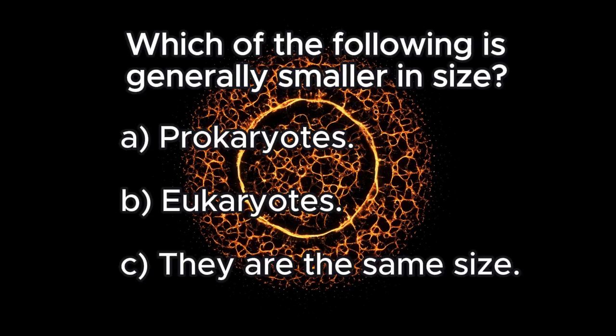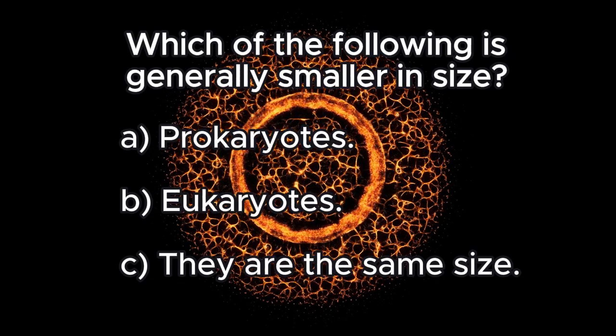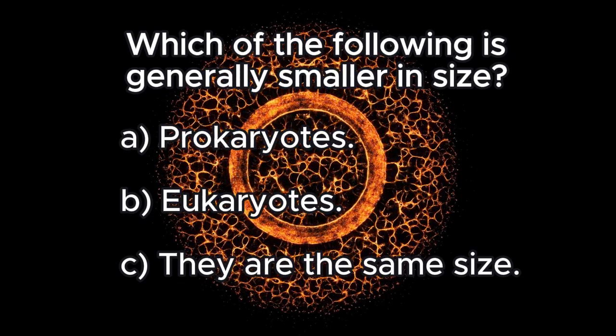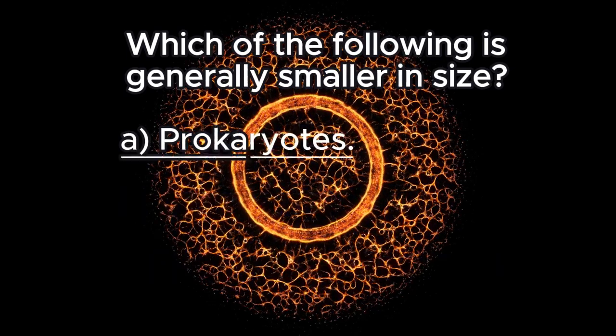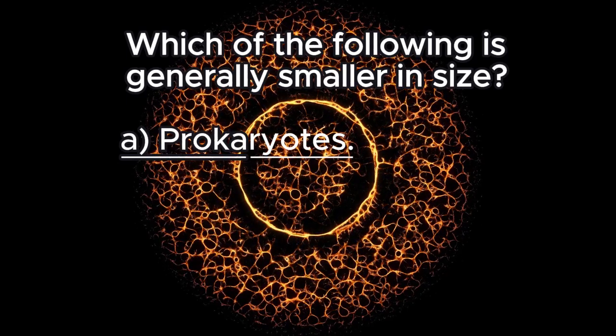Which of the following is generally smaller in size? The correct answer is A. Prokaryotic cells are generally smaller and simpler than eukaryotic cells.